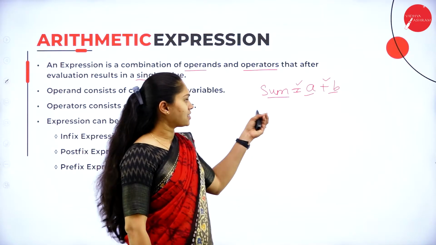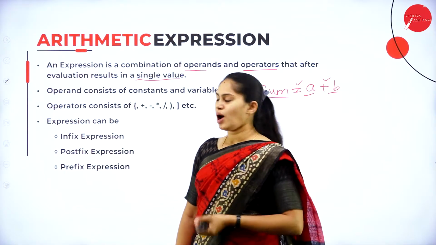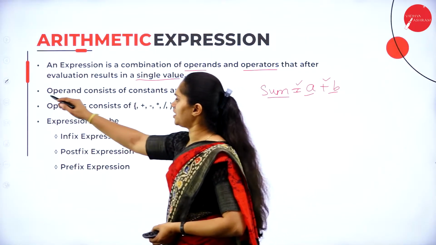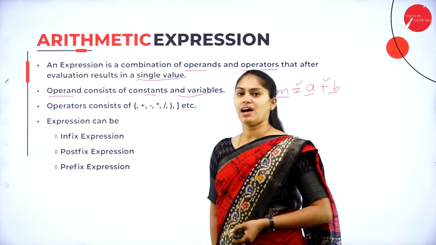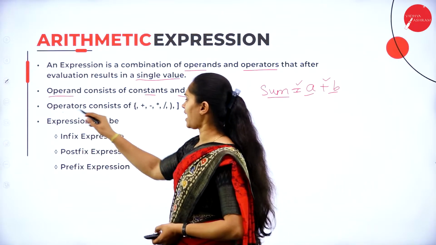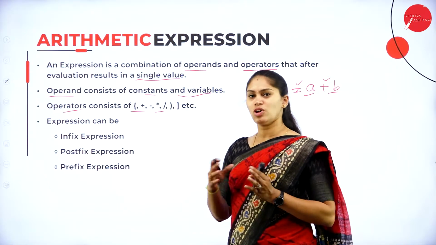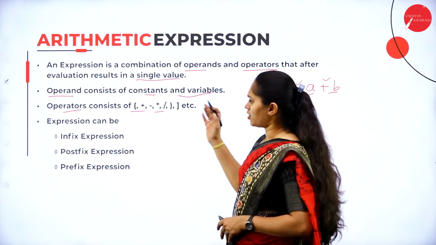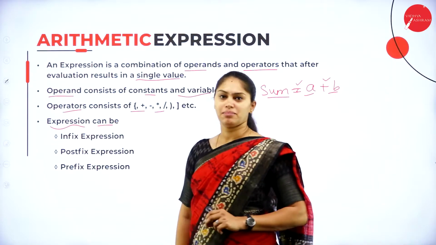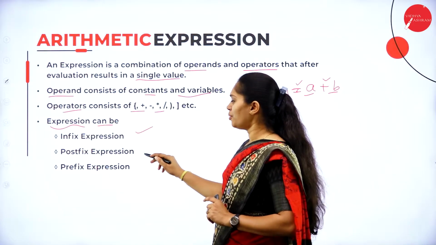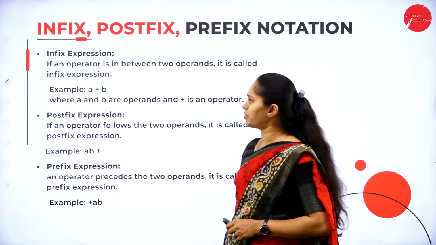So then I can call this kind of scenario an expression. It comprises both operands as well as operators. Operands consist of constants and variables: a variable can vary, or it can have a constant value. The operator can be plus, minus, multiply, divide, modulus, parenthesis, equal. So we have different operators that can also be considered as symbols. Then what kind of expression can it be? It can be an infix expression, postfix expression and prefix expression. We'll see about each kind of expression one by one.